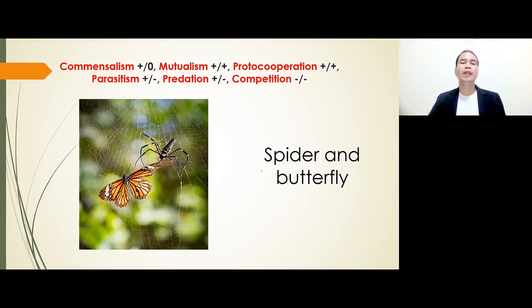Okay, next, spider and butterfly. Without the scenario, can you guess what it is? This is an example of predation. Why? Because the spider is your predator, and your butterfly is your prey. So the spider is going to eat this butterfly.